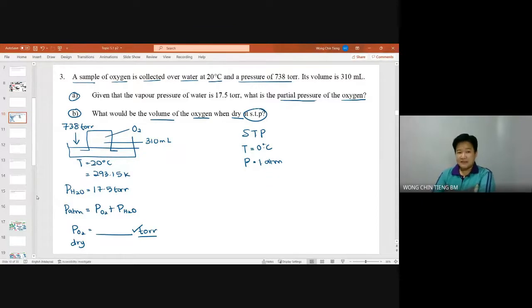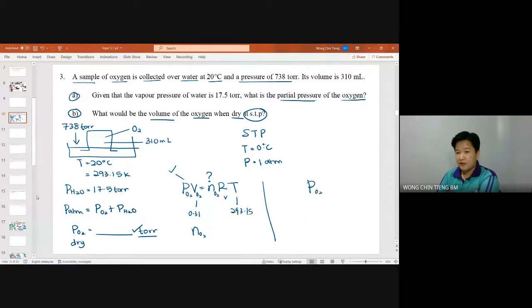There are many ways. Let me show the first method first. The first method, if your mind is completely blocked. Okay? Use this method. Find the number of mole of oxygen. Find this one by using this. You have your pressure that you already calculated, volume 0.31, R is a constant, temperature 293.15. You will get the number of mole of oxygen. Okay? Then you repeat using this formula once again. Exactly the same formula. The only thing that you change is the condition.